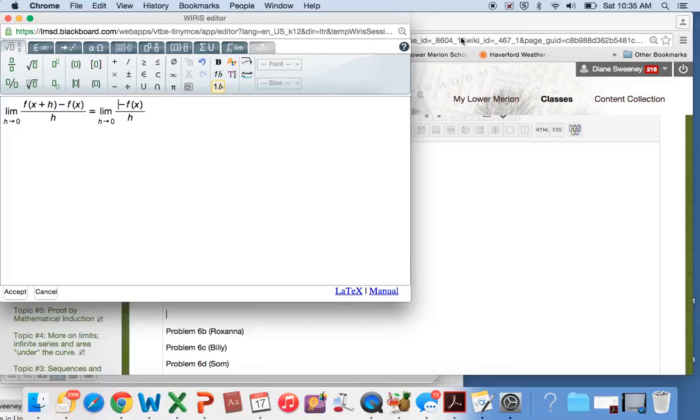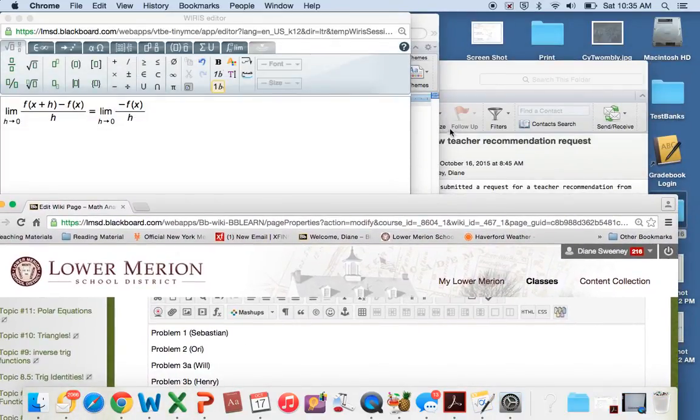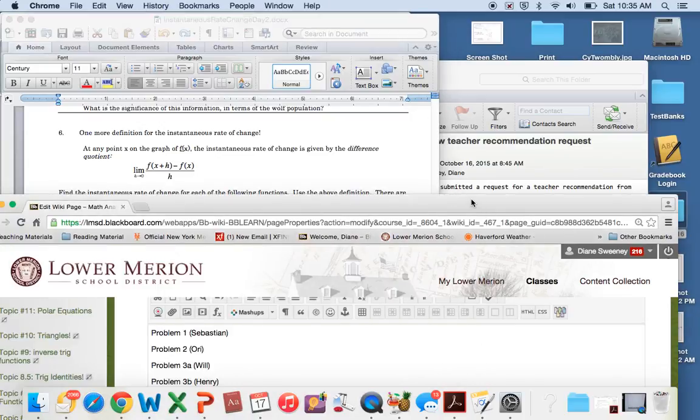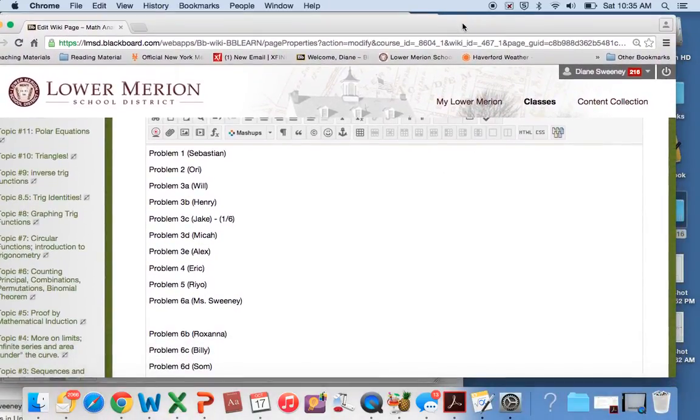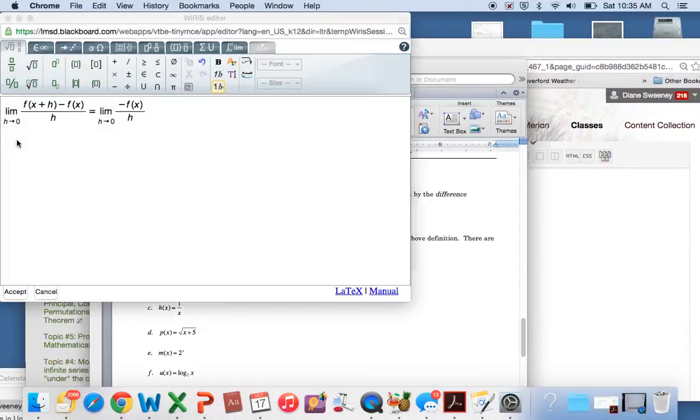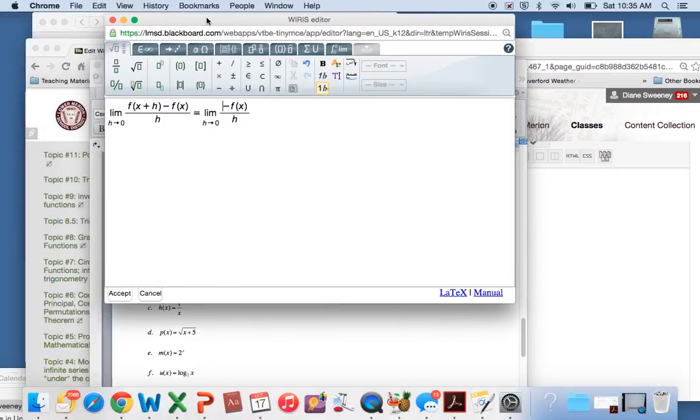Let me just go check. The function was x squared plus 3. So, okay, let me find the window I'm in. Okay, so our function was x squared plus 3, so this is going to be x plus h squared, and to square something I just use that. x squared plus 3 minus, and the function in fact again was just x squared plus 3.